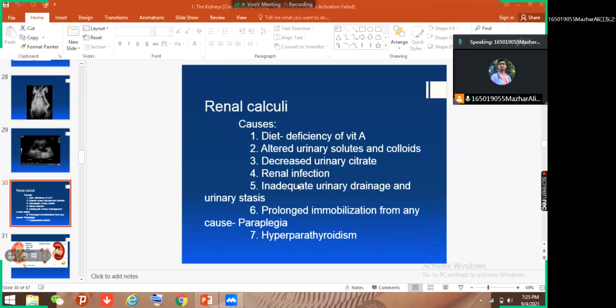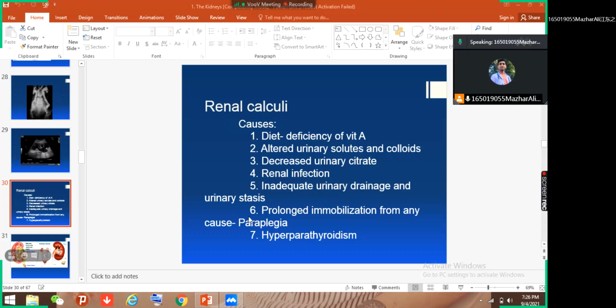Renal infections like recurrent UTI can lead to the formation of stone. Inadvertent urinary drainage and urinary stasis: if a male patient has BPH, benign prostatic hyperplasia, it can lead to urinary stasis and finally to the formation of stones. Prolonged immobilization from any cause, like paraplegia or any injury to the spinal region, such as the lumbar region, can damage the innervation to the kidney and kidney function becomes disturbed.